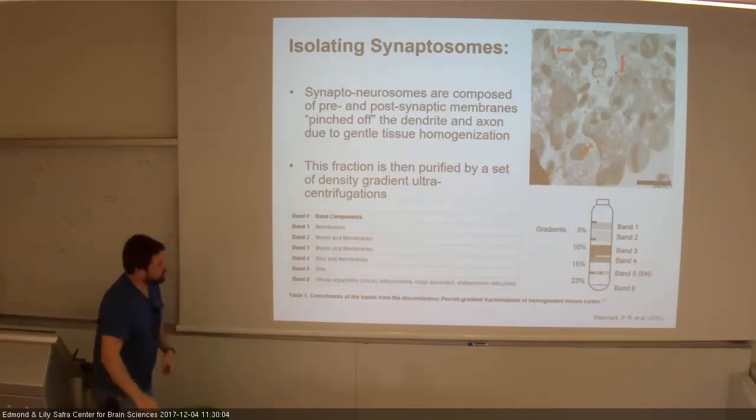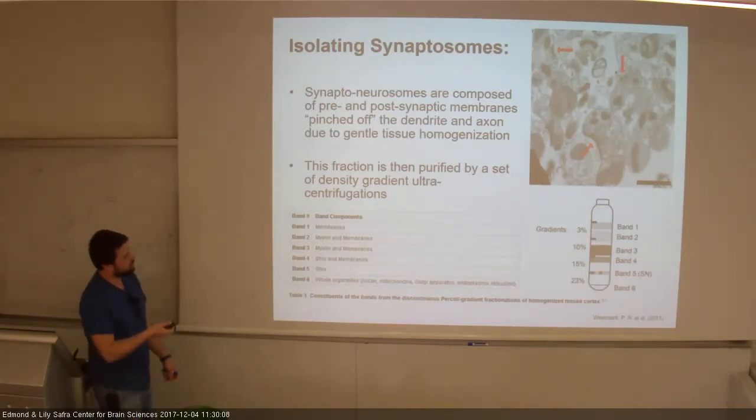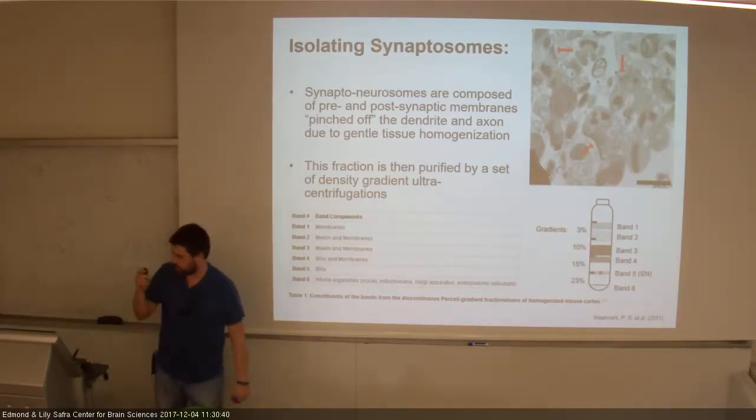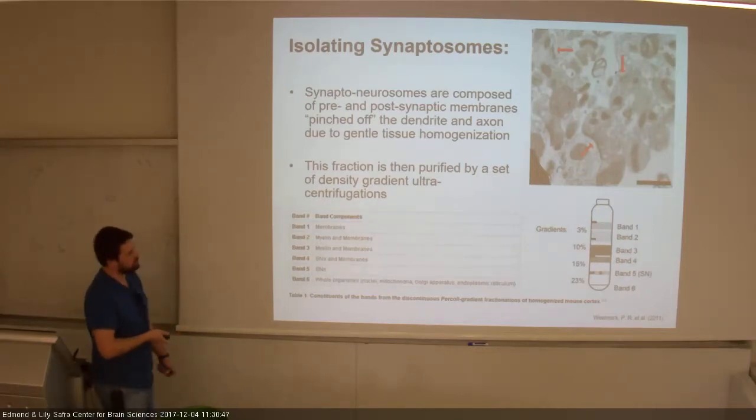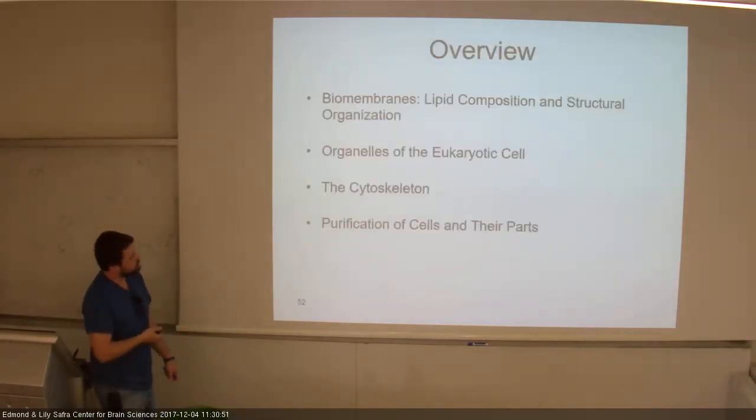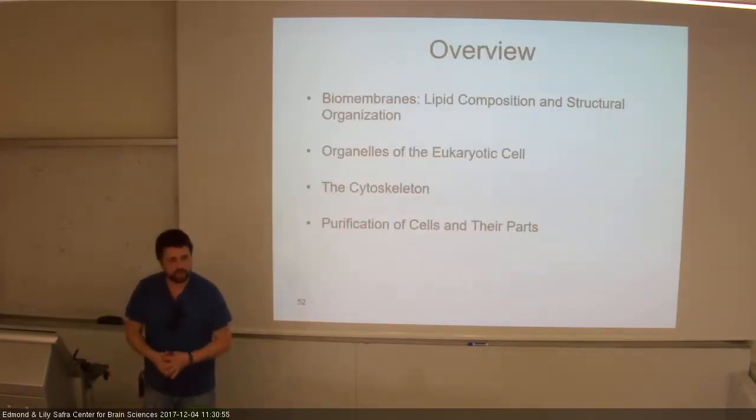And then, because we know their specific density, we can again apply a sucrose gradient or a different type of gradient. It doesn't really matter. What's important is it's a density gradient. For example, in band number 5 here, we will find the synaptoneurosomes. So if we put the entire meshed up brain on the top of this vial, apply a very strong centrifugal force, after half an hour we take out the vial and we'll find a band that we can extract specifically, enriched for synapses. Okay, and this is one of the ways that we can isolate these structures.